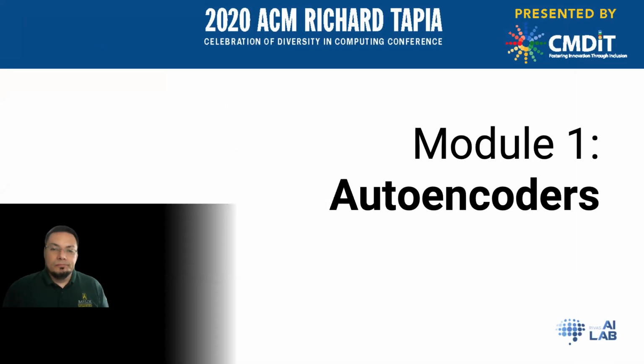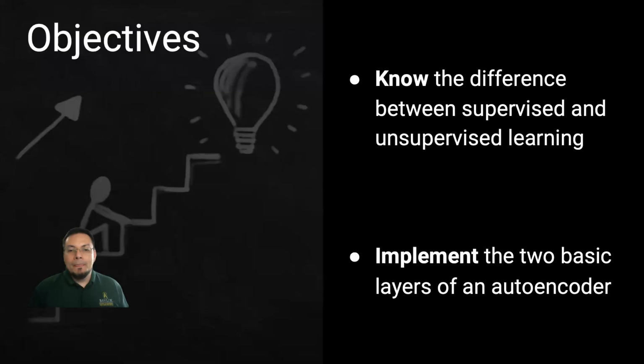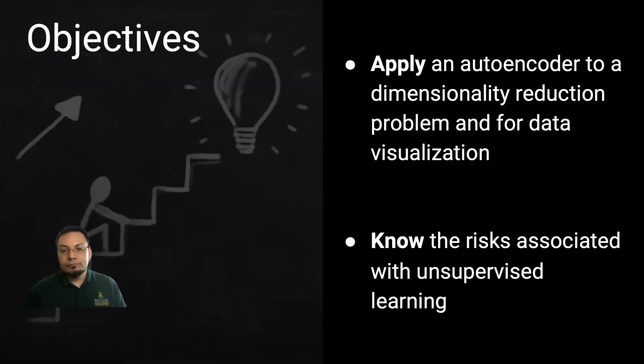In the first module, Autoencoders, what I want you to be able to do is to know the difference between unsupervised and supervised learning. I want you also to know how to implement the 2 basic layers of an autoencoder. I want you to be able to apply an autoencoder to a dimensionality reduction problem and also data visualization. I want you to be able to evaluate and know the risks associated with unsupervised learning.